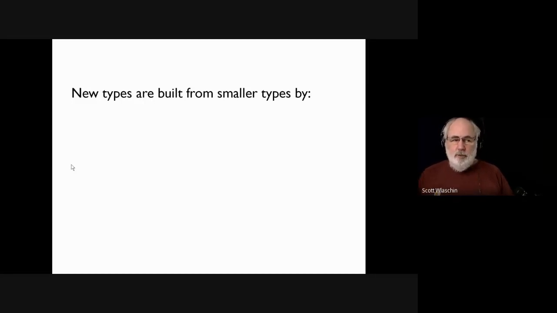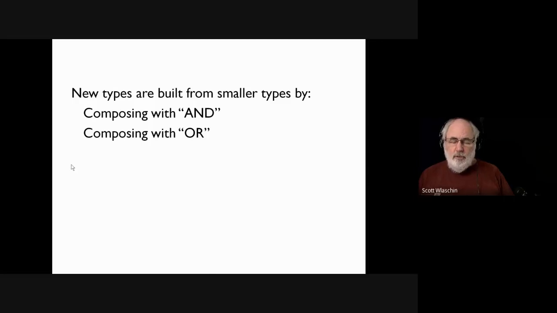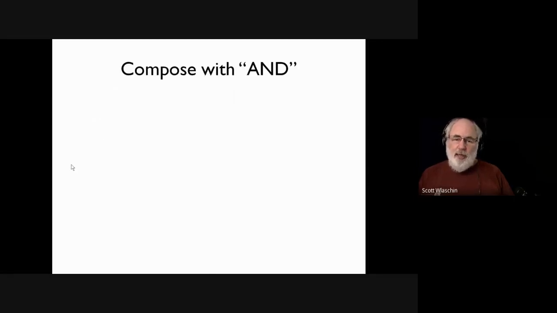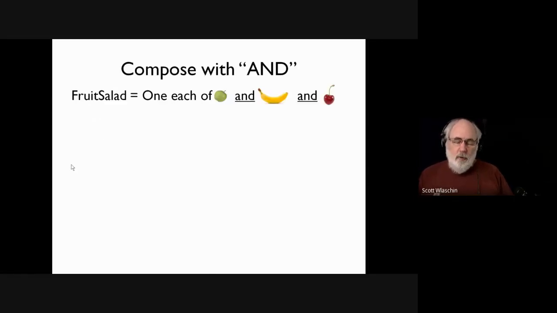We build bigger types from smaller types by using "and" and by using "or". Okay, so what do I mean? What does that even mean? So let's start with "and". Let's say I want to model a fruit salad, and I say, well, a fruit salad has an apple and a banana and a cherry. Okay, so I had to have one of each of those three things.